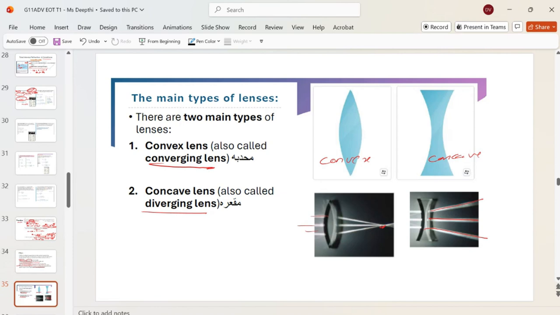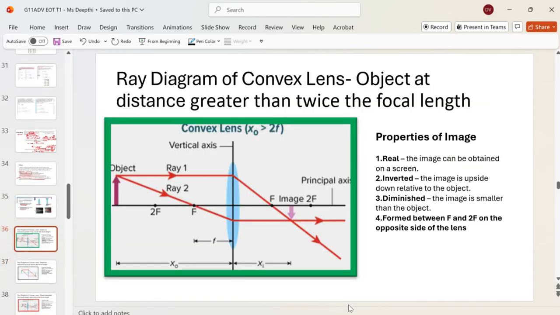So make sure you learn these terms because in the question, they will not directly say the lens name. They can give these names.